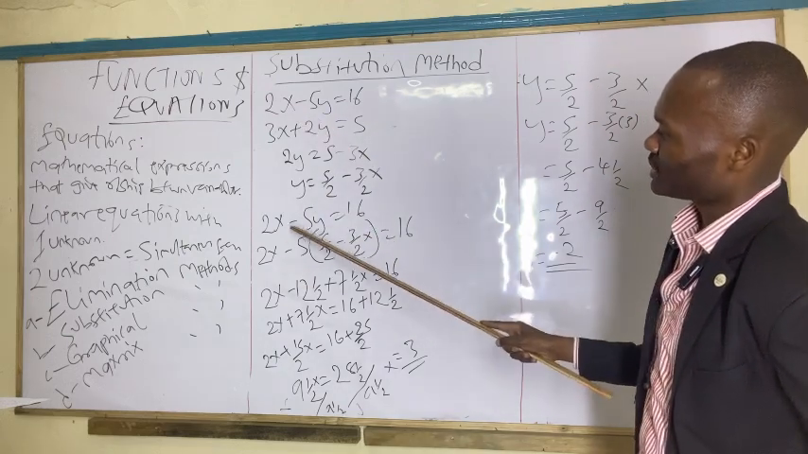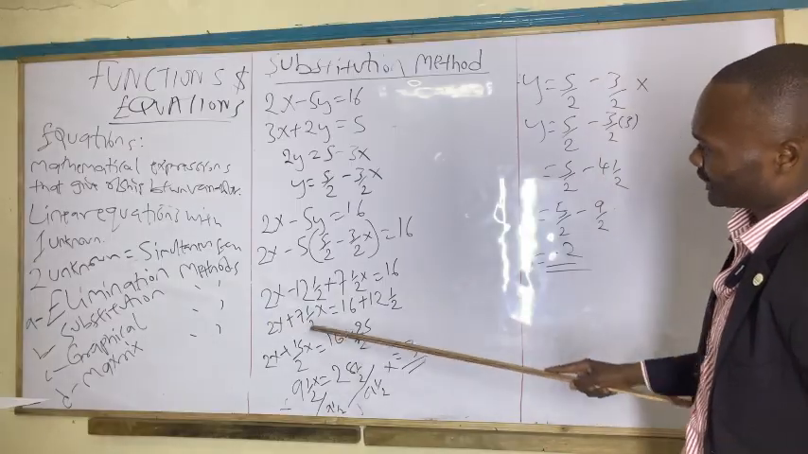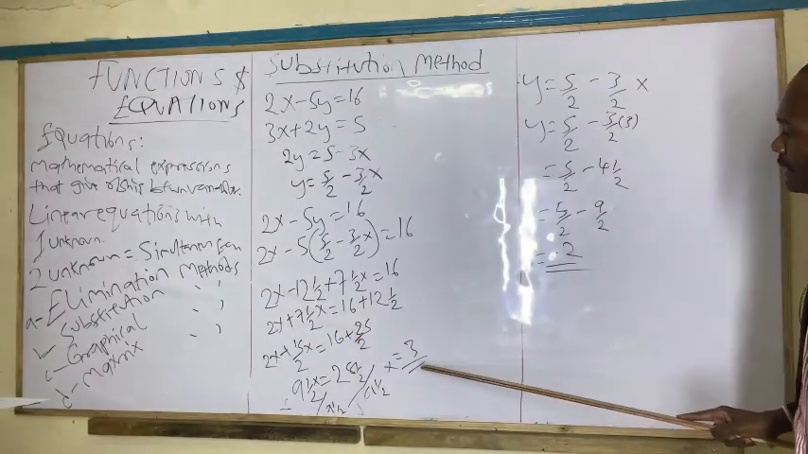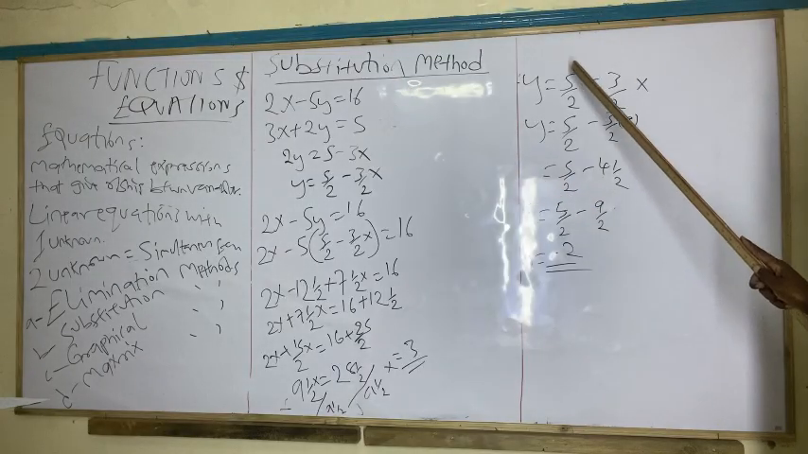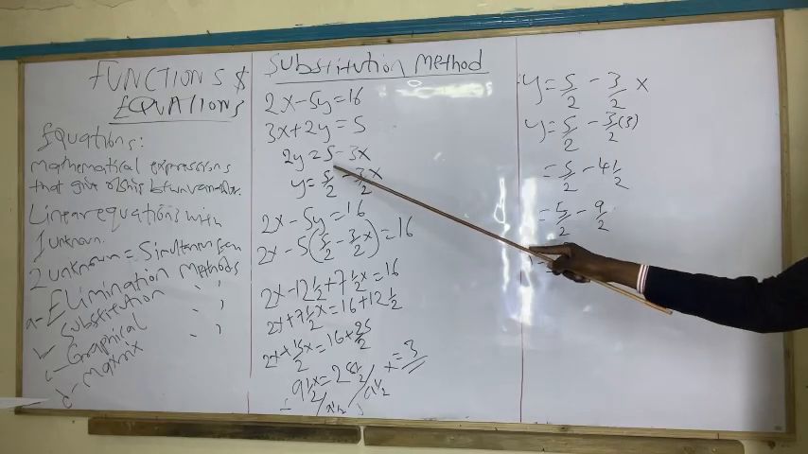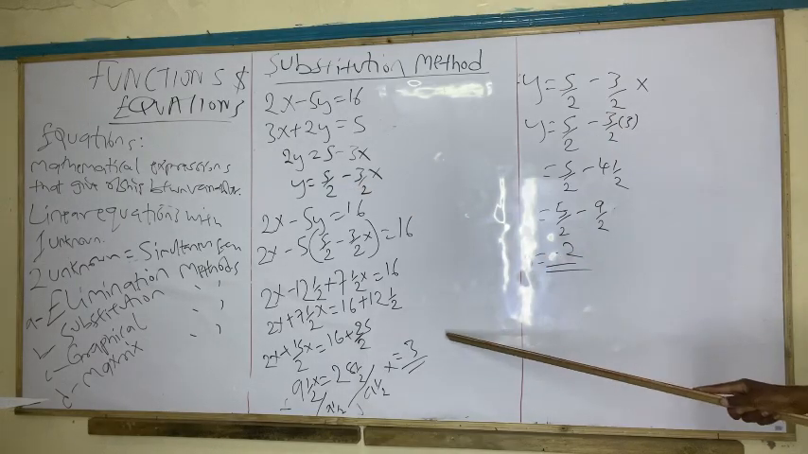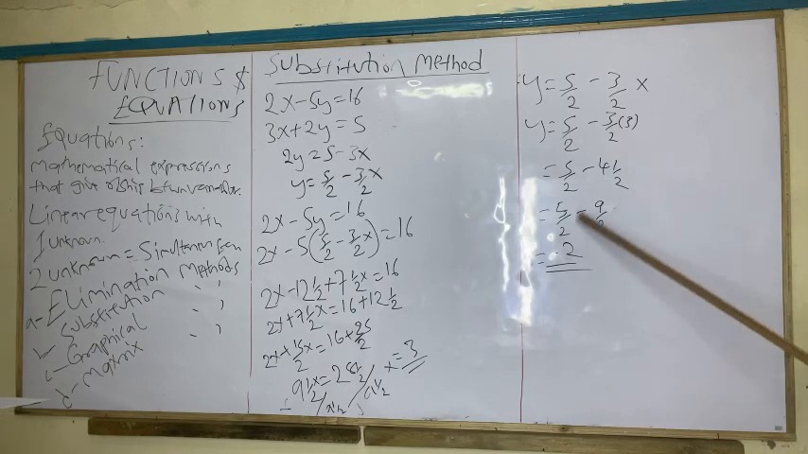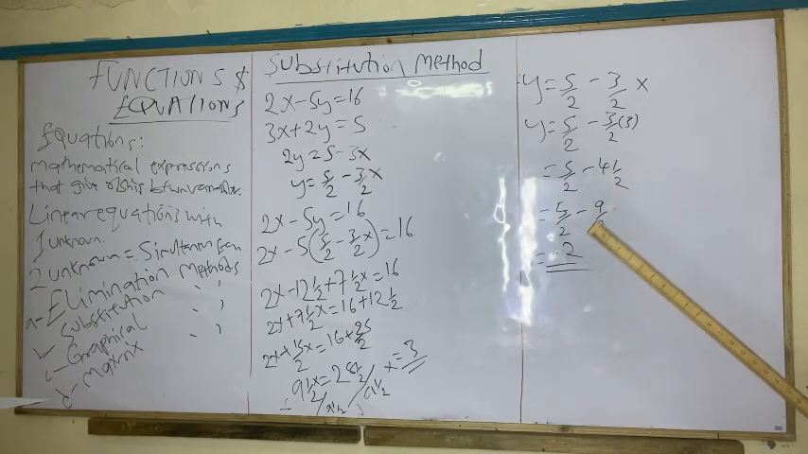Then we find y. Once we get y, we come and substitute it here. Here is y. So this is it, 16. Once you do all this, you get your x. It's a 3. Then once you get x as 3, you substitute it here. So y is equals to 5 over 2 minus 3 over 2x. So 3 over 2x is here, and x was 3. Then this is our answer. We get negative 2. Do you understand?